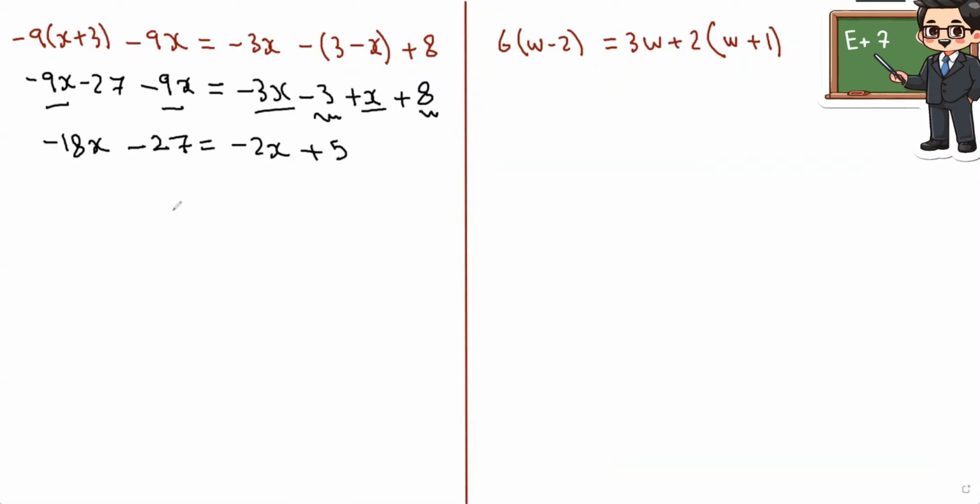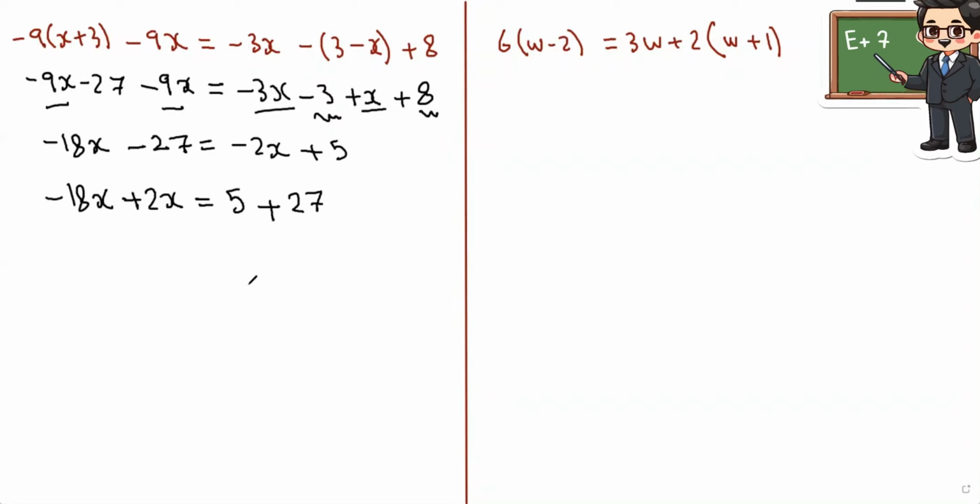Now again, I'm going to bring all the x's to one side and I bring the numbers to the other side, the numbers that don't have x's with them. So negative 18x stays on the left side. You bring the negative 2x to the left side, it becomes plus 2x equals, I still have the 5 on the right hand side. I'm bringing the negative 27 to the right side, and it becomes plus because it's minus on the left side. So when it goes to the right side, it becomes plus.